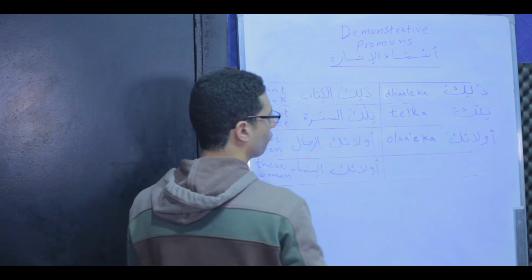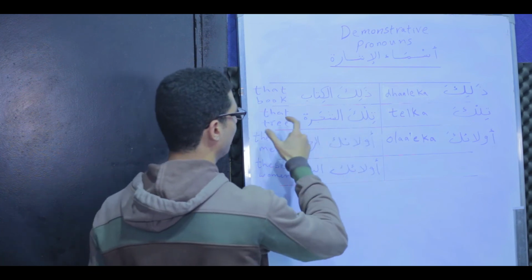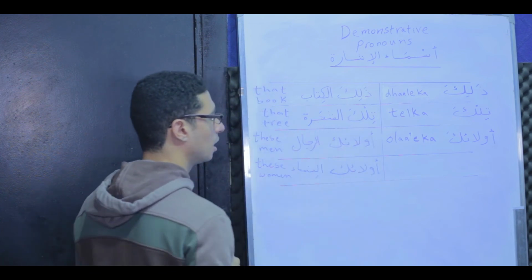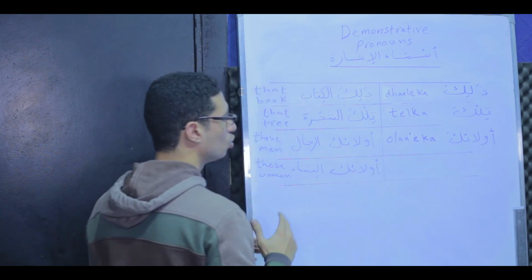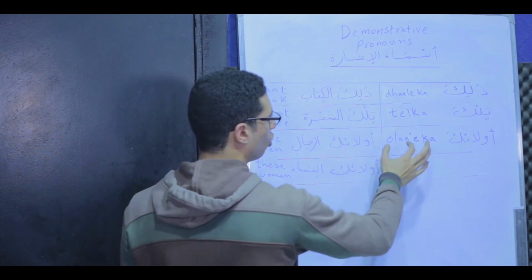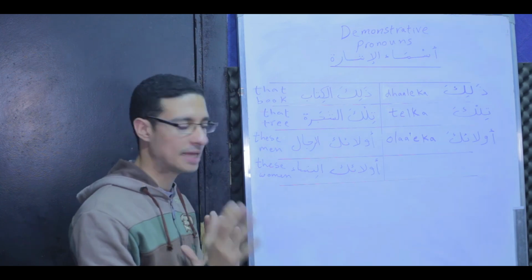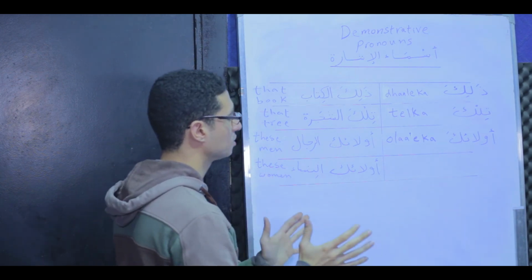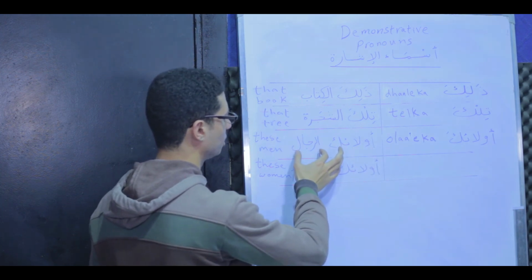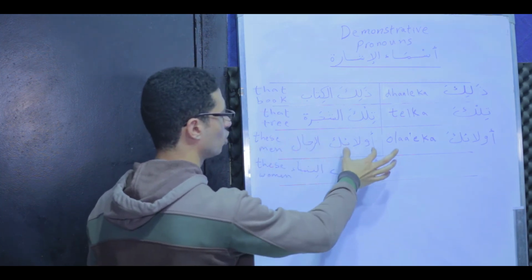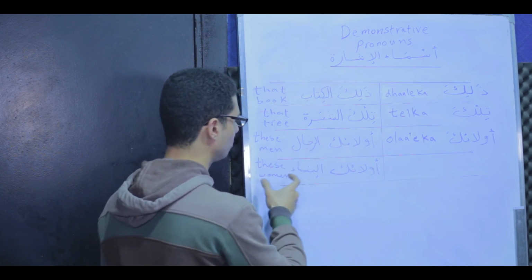تلك is used for feminine, singular feminine. So تلك الشجرة, that tree. And the last one is أولئك. أولئك is a little bit difficult. أولئك is used for the plural, and it doesn't matter if this plural is masculine or feminine. أولئك الرجال. رجال means men. أولئك الرجال, these men. أولئك النساء. نساء means women.